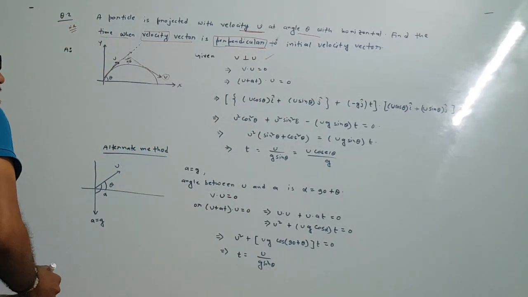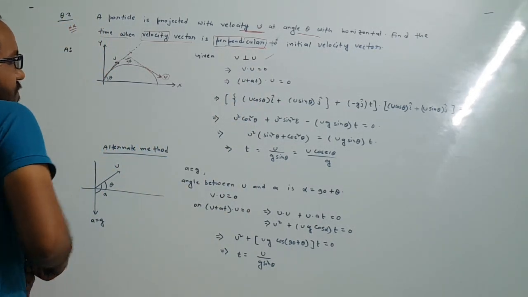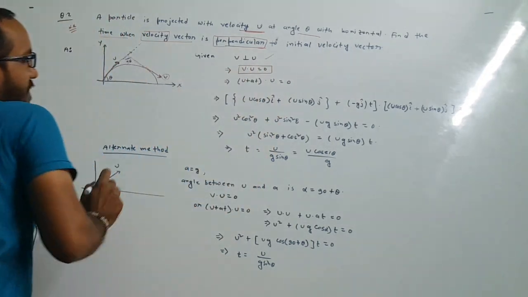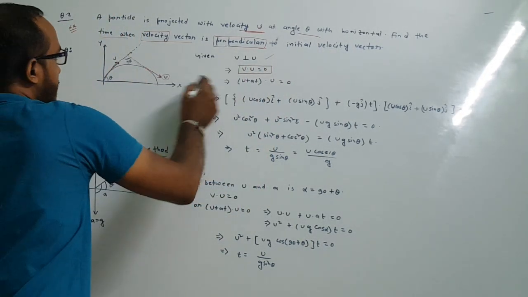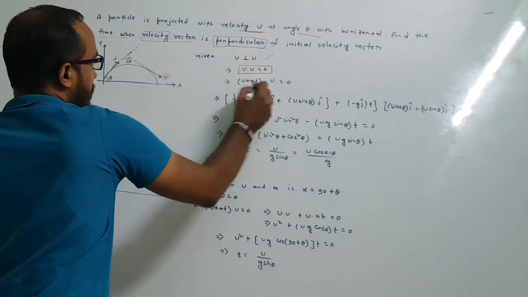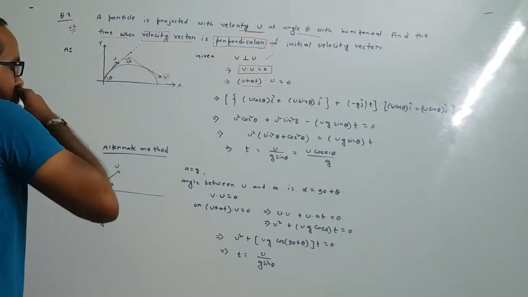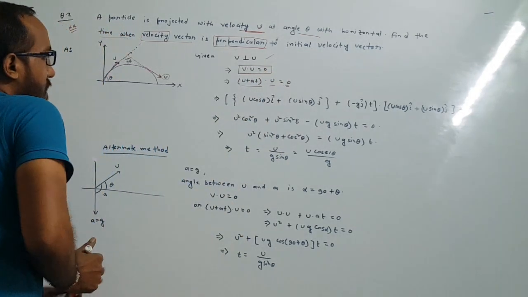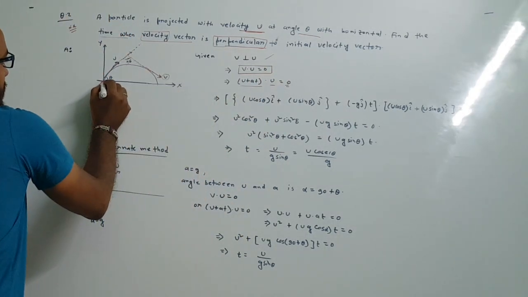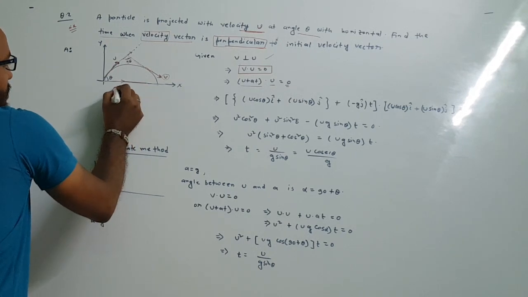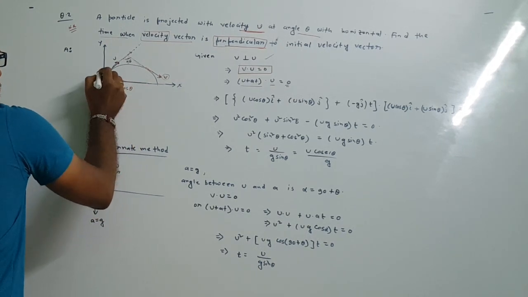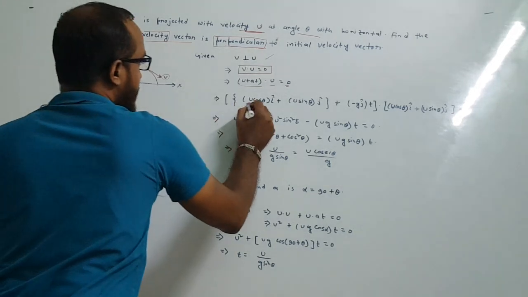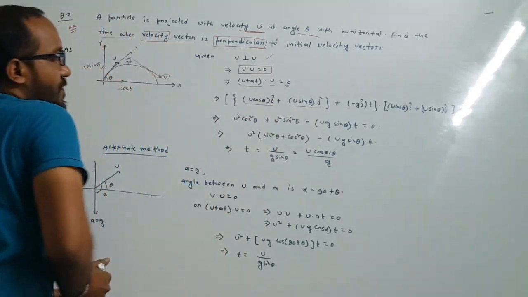So we know from the vector dot product that if two vectors are perpendicular, then their dot product would be 0. So v dot u should be 0. Now what is v here? Here we can write v as u plus at, because acceleration is uniform. Now see, what is u? The x component of u is u cos theta and the vertical component is u sin theta. So u cos theta i cap plus u sin theta j cap.